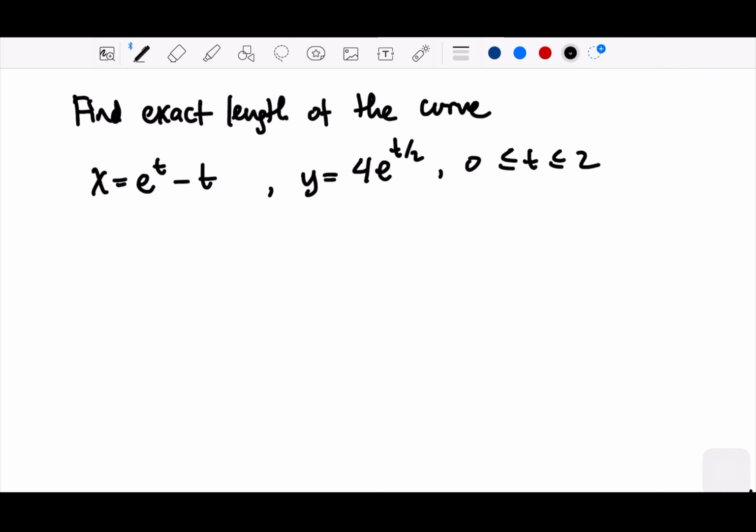Okay, now here is the exact length of the curve. Which means the first thing we are going to do when we have x and y in terms of parametric t, then we are going to find the first derivative for each one. Right? This will be 2, right? Okay, next we take this squared.